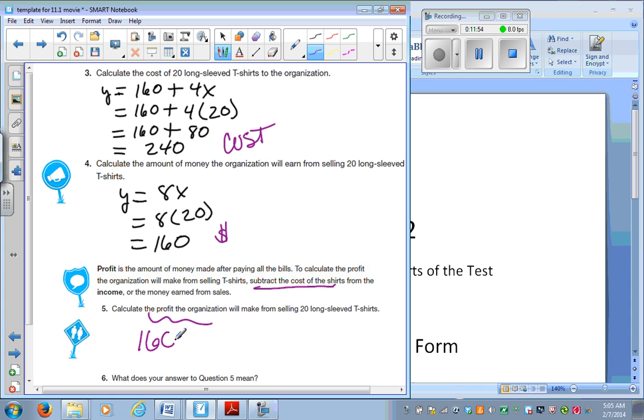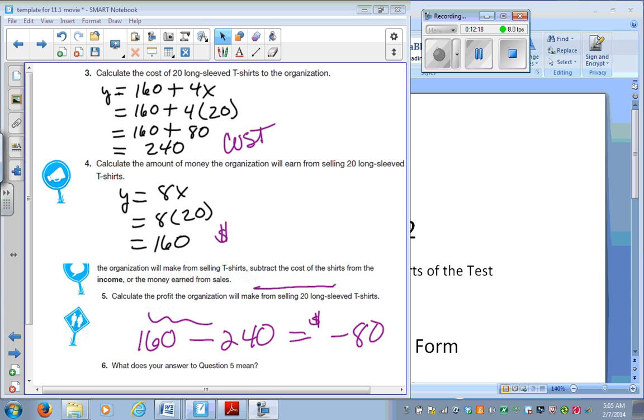So that means you would do 160 minus 240, which means you'd actually be at negative $80. So if you took the 160 that you made, then subtracted the 240 that it cost you to get the t-shirts in the first place, you're actually going to be at negative $80 by the time you do all that. So that answers your question for number 6.